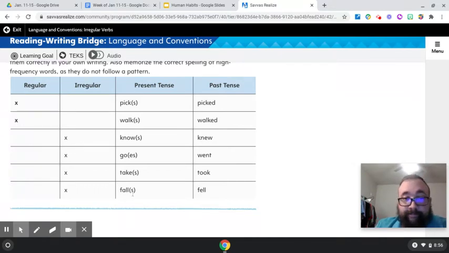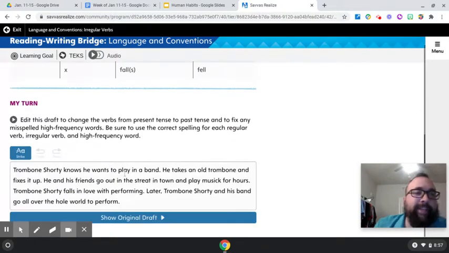Last one. Fall. Falls. Fall or falls. And he fell. You replace the A with an E. Remember, these don't follow any rules. These are irregular verbs. They don't follow normal patterns. You can't add an ED onto take. I will taked your grade away. Don't do it.